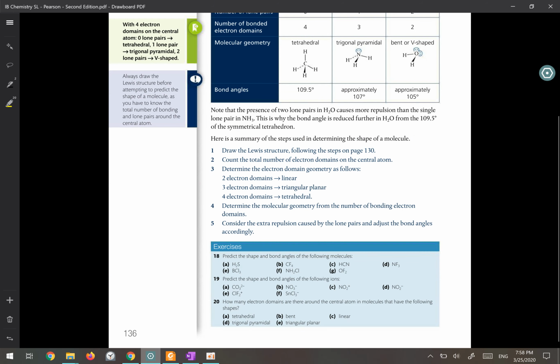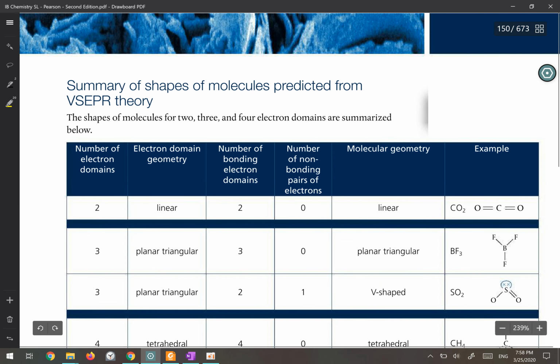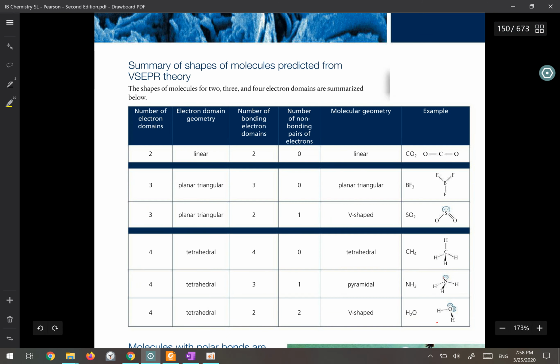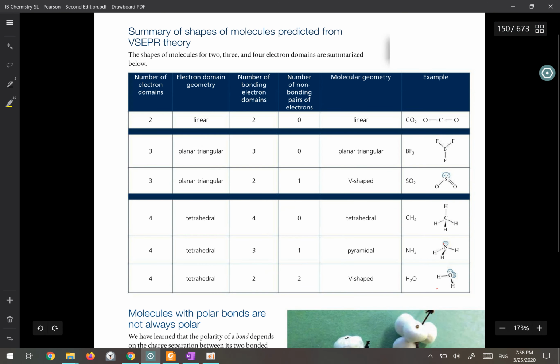Okay, we reached page 136 and exercises number 18, 19, 20. But before I answer these questions, I want to look at this table which you have on the next page. It's the summary of the VSEPR theory for SL students.